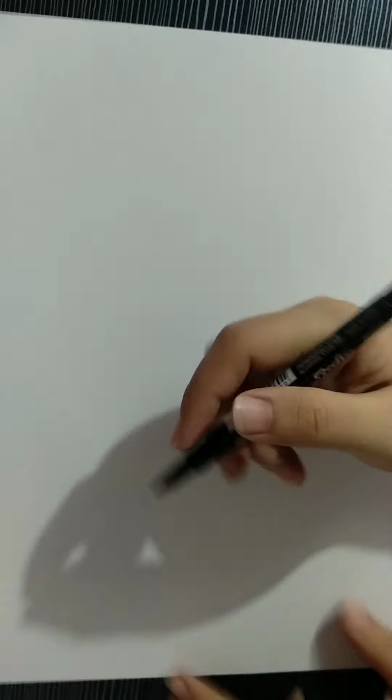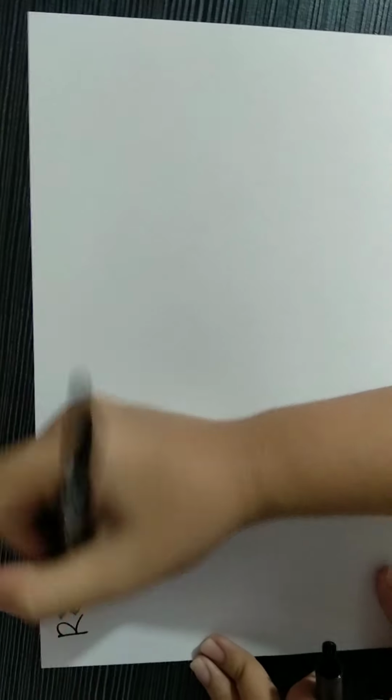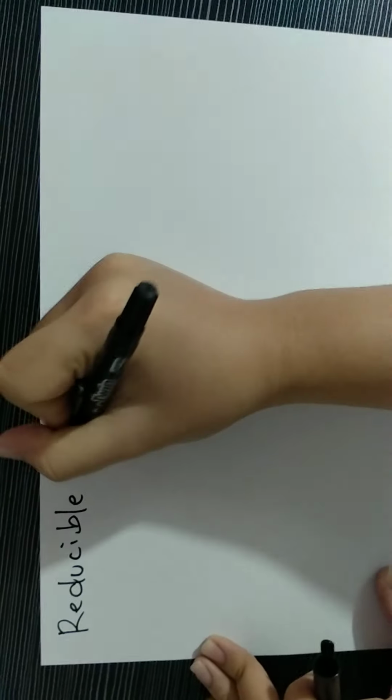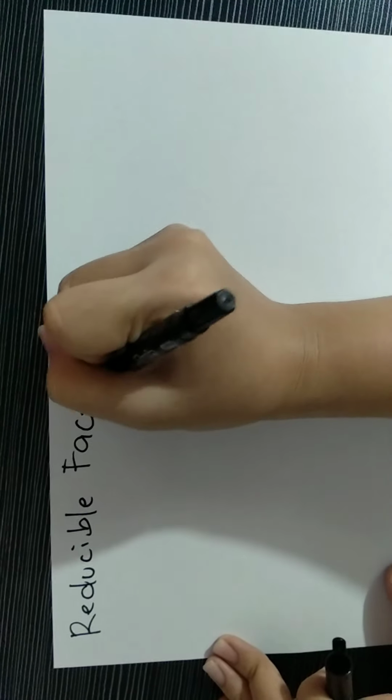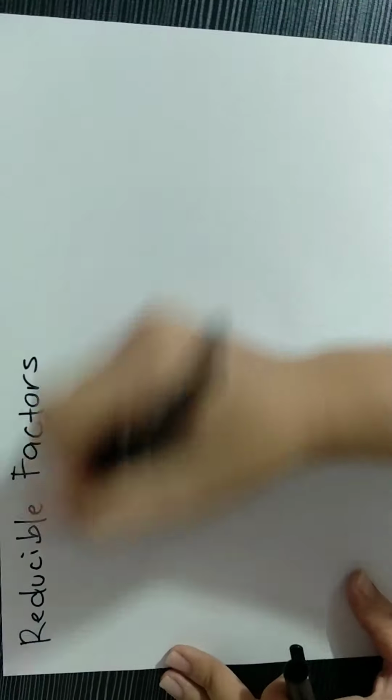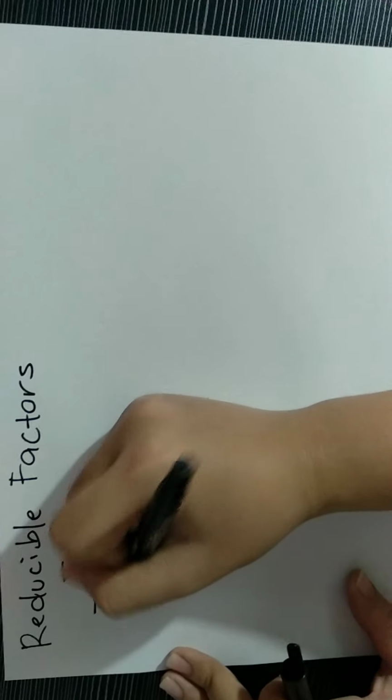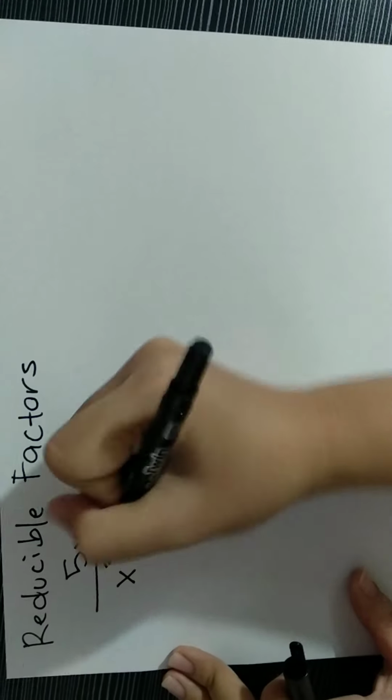For today's lessons, we'll be talking about partial fraction decomposition. For our case number 1, we will tackle reducible factors. Our equation will be 5x over x squared minus 4.